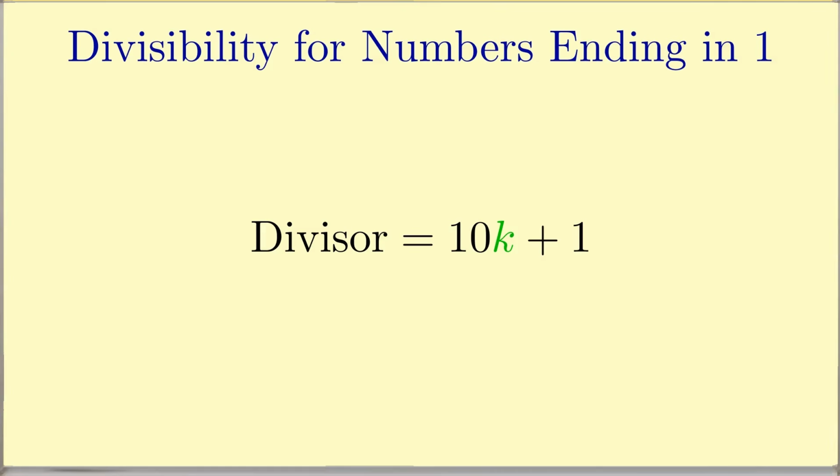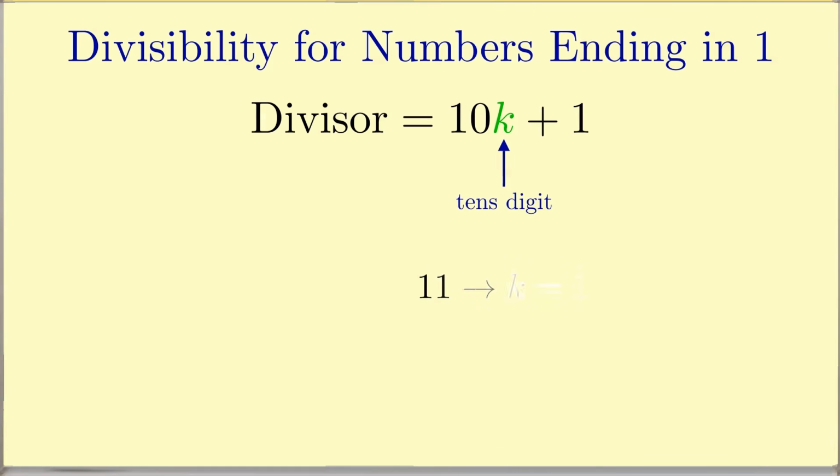Any divisor ending in 1 can be written as 10k plus 1, where k is the tens digit. For 11, our k is 1. For 31, our k is 3. For 61, our k is 6.